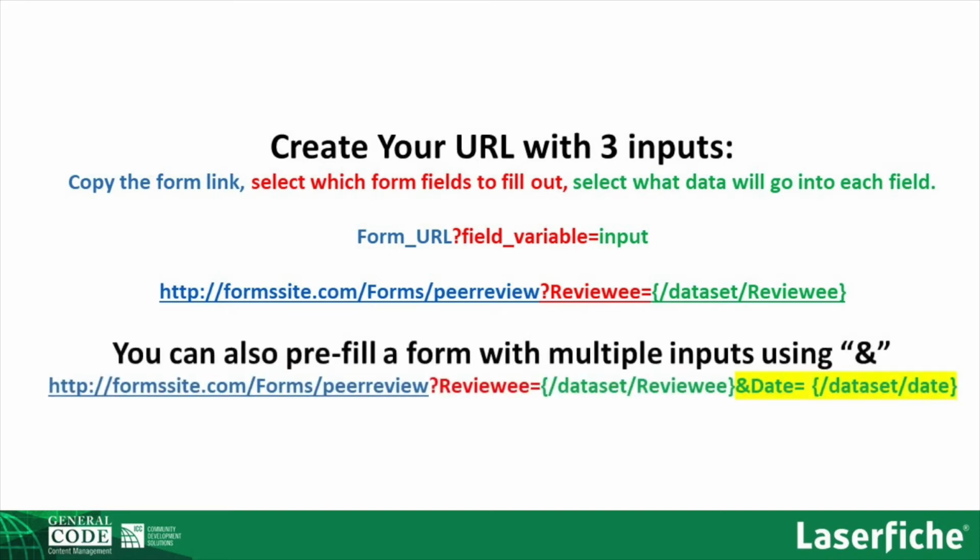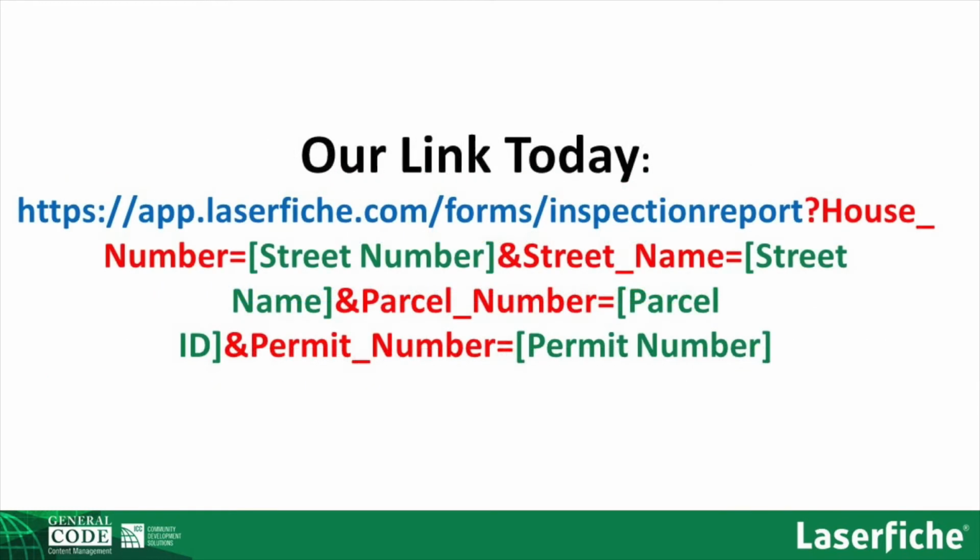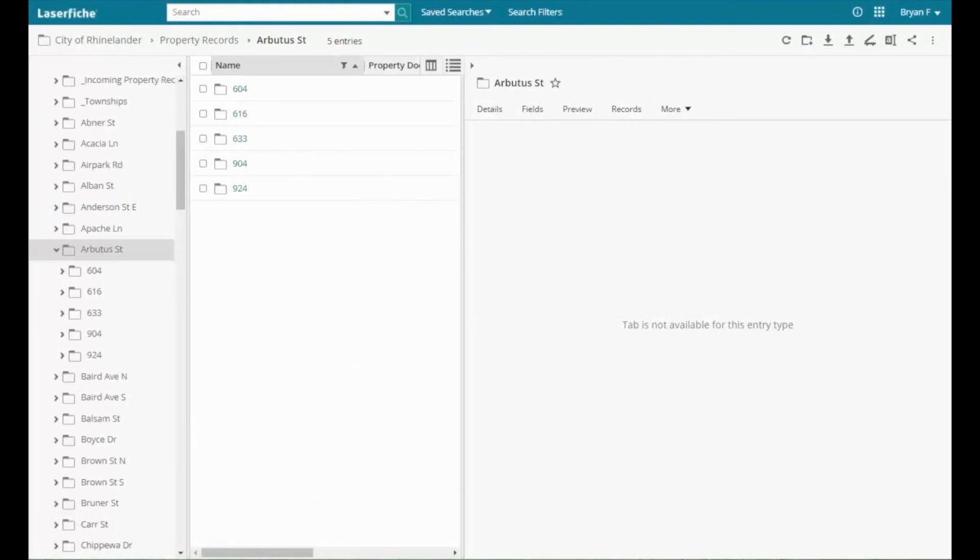In this last example, you see using the AND symbol allows you to work with multiple variables. Here's our link for today with 4 variables. I put green placeholders in while I'm building the link, and next we'll show you how to update those placeholders with variables. To embed the form and configure it, open your web client and select Options.